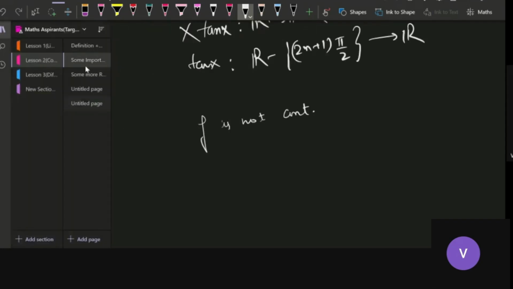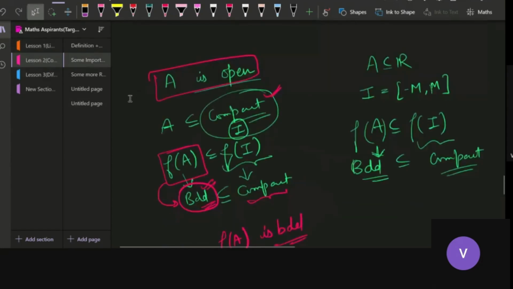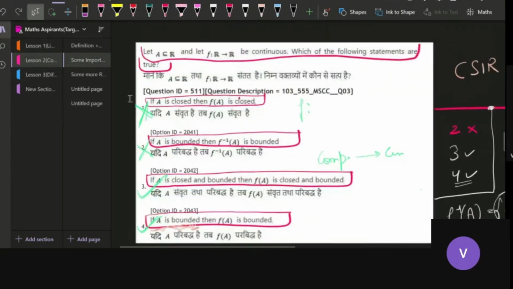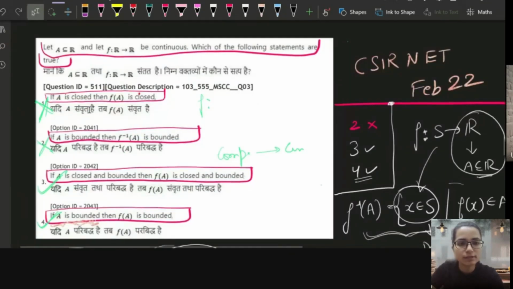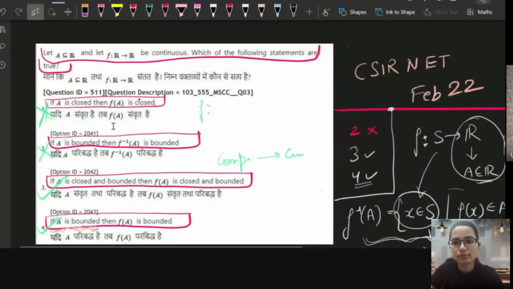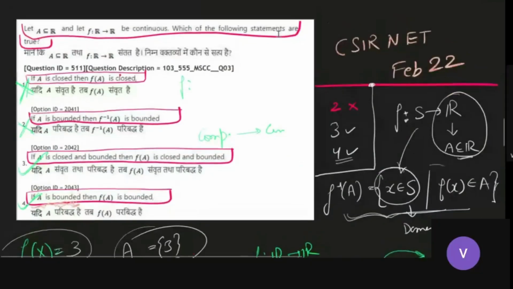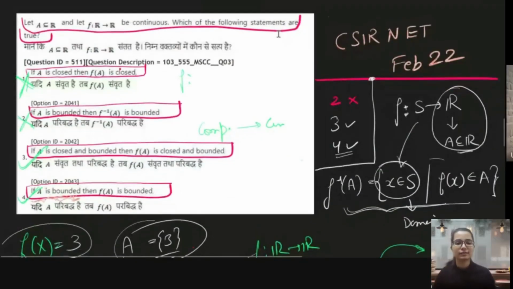There, it is not given that it is strictly increasing or something. This is the question actually. You were discussing the previous question. I'm sorry, yes. This is the only thing that they have given.